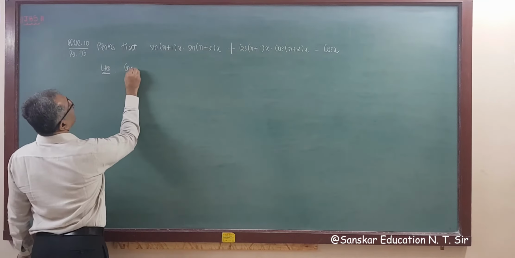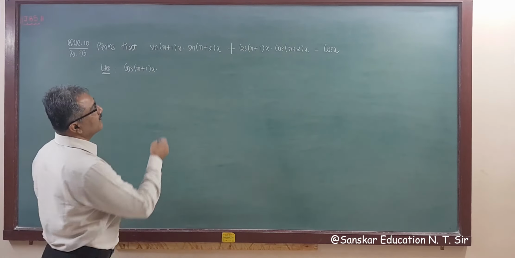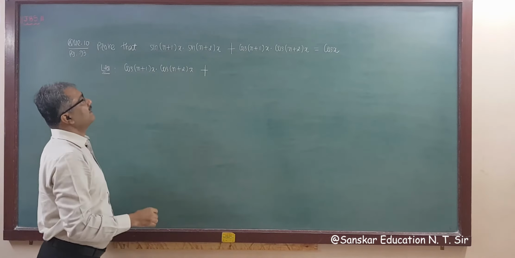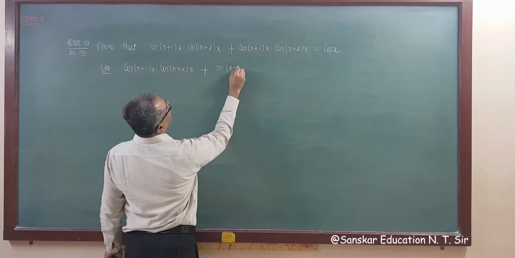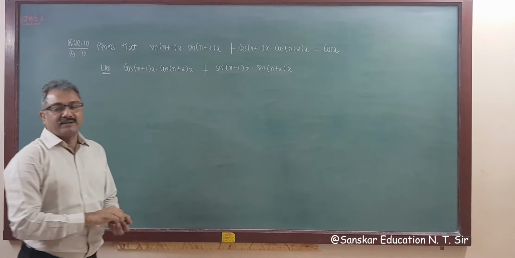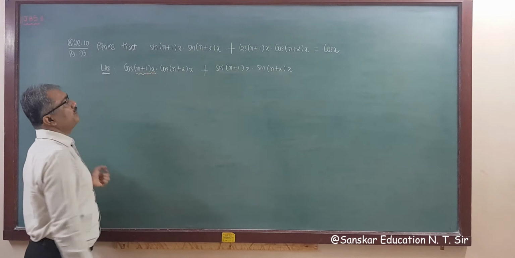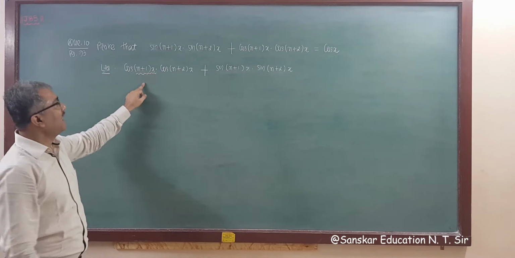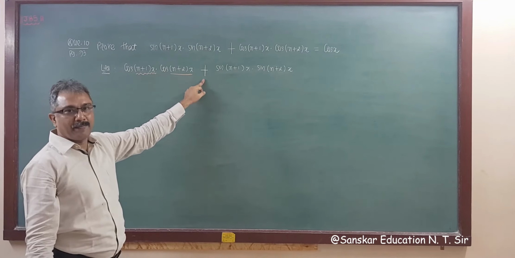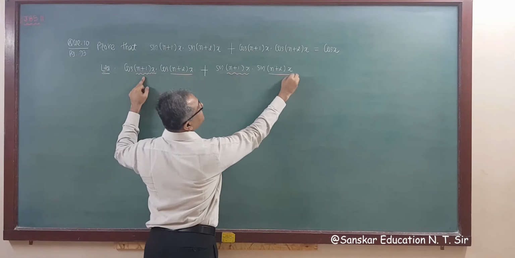So cos(n+1)x, the reason behind this I will tell you later, plus sin(n+1)x into sin(n+2)x. The reason behind writing cos first is, this is cos(n+1)x, that is cos a, and this is cos(n+2)x, that is cos b, then plus sine a into sine b.